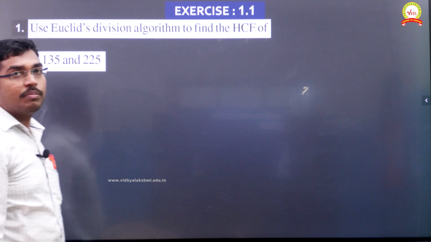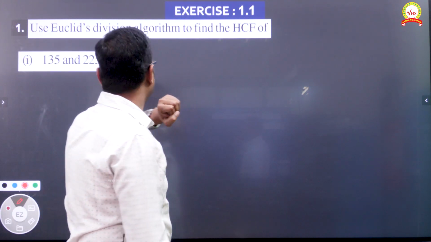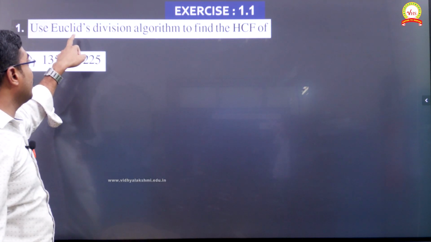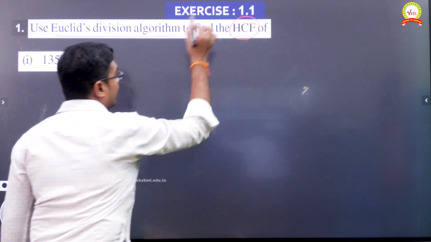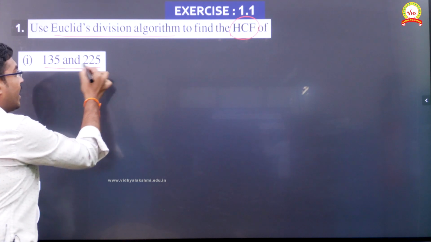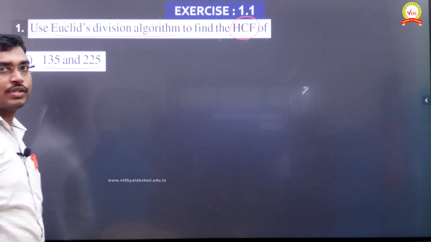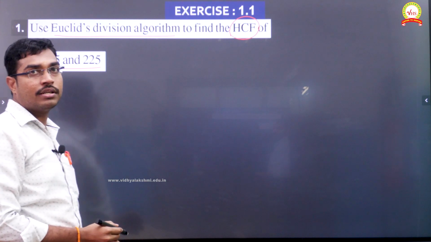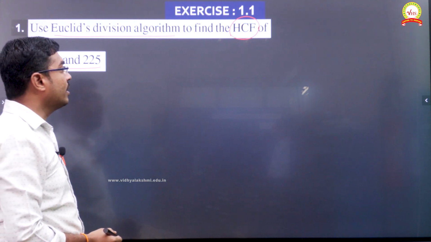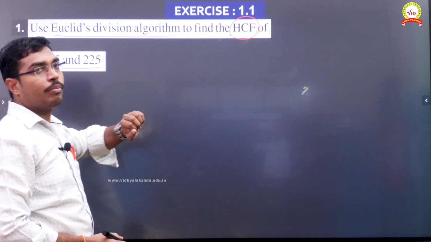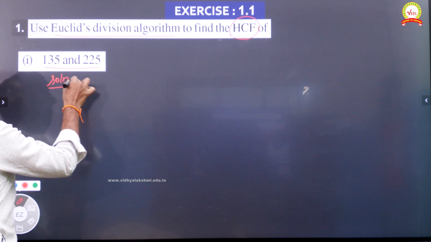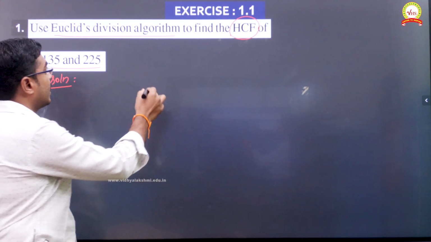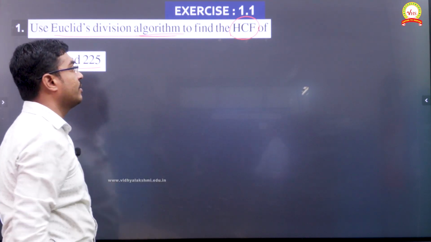Okay. First sum, exercise number 1.1. We are going to see using Euclid division algorithm to find HCF of 135 and 225. This is the first sum from the NCERT textbook, chapter number 1, Real Numbers, exercise 1.1. I am going to solve it using Euclid division algorithm. This is the underlined word.